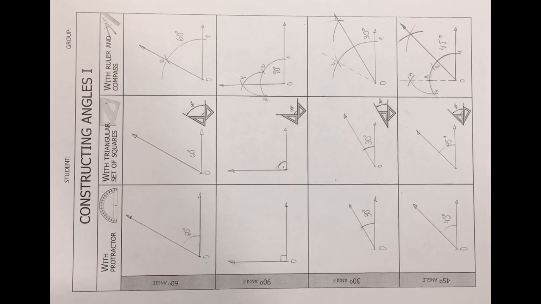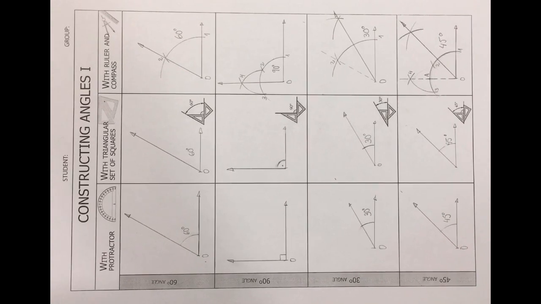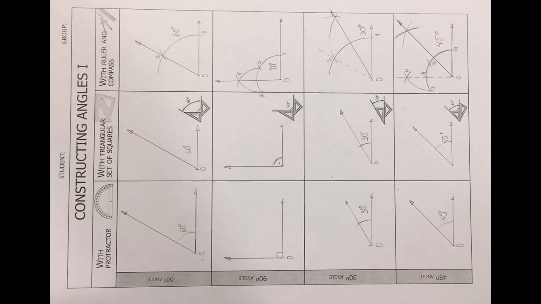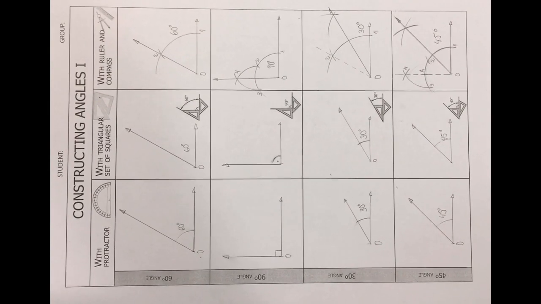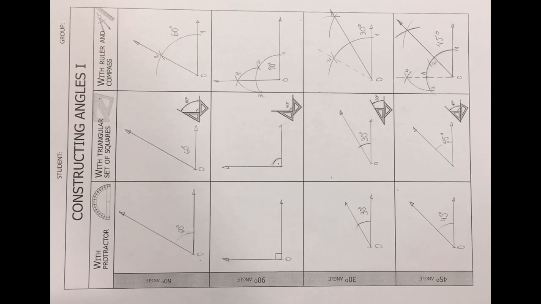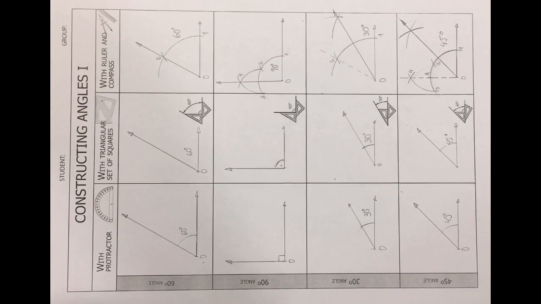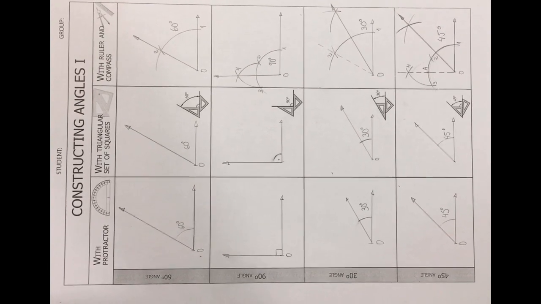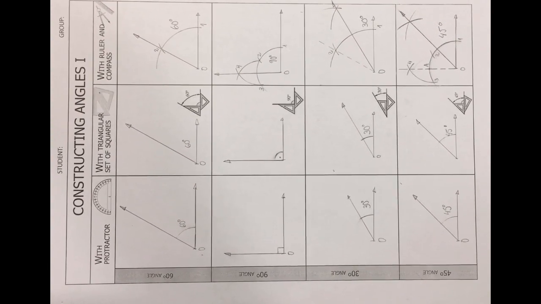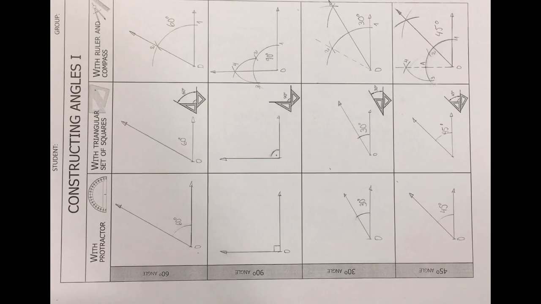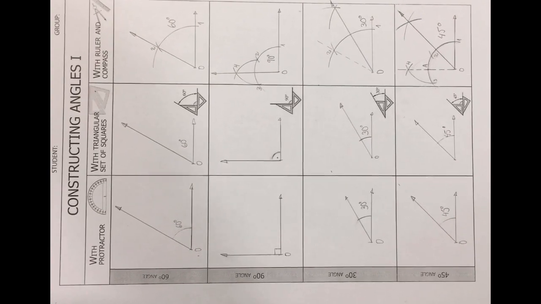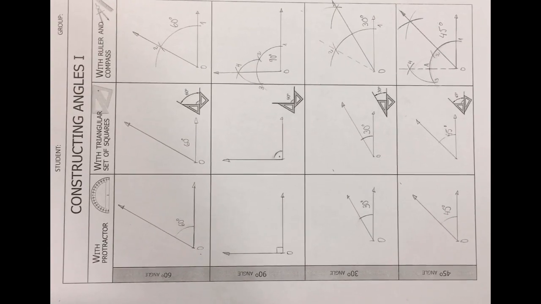This is the final appearance of the activity. In the first column, we have all the angles of 60 degrees. In the second one, all the angles of 90, then 30 and 45. The first row contains all the angles done with compass and ruler. The second row, all the angles done with a triangular set of squares, while the last one contains all the angles drawn with the protractor.